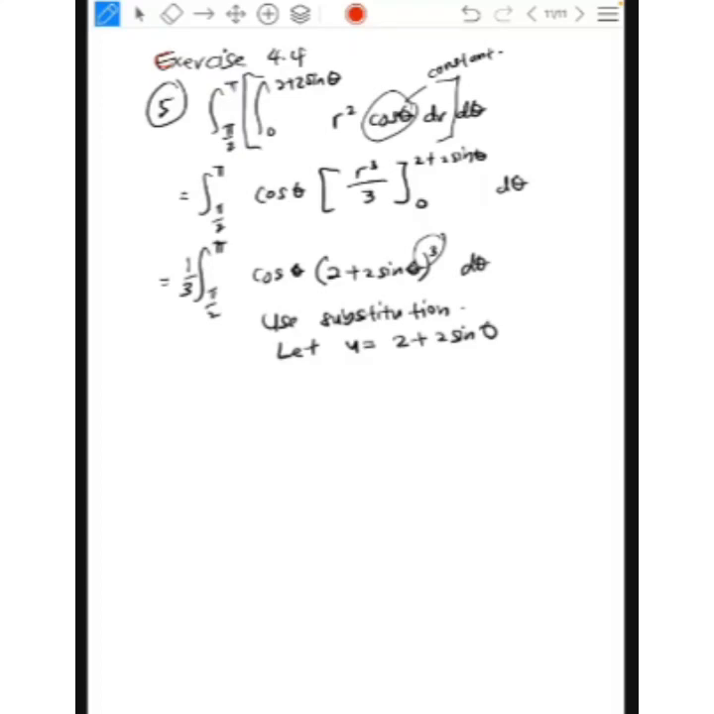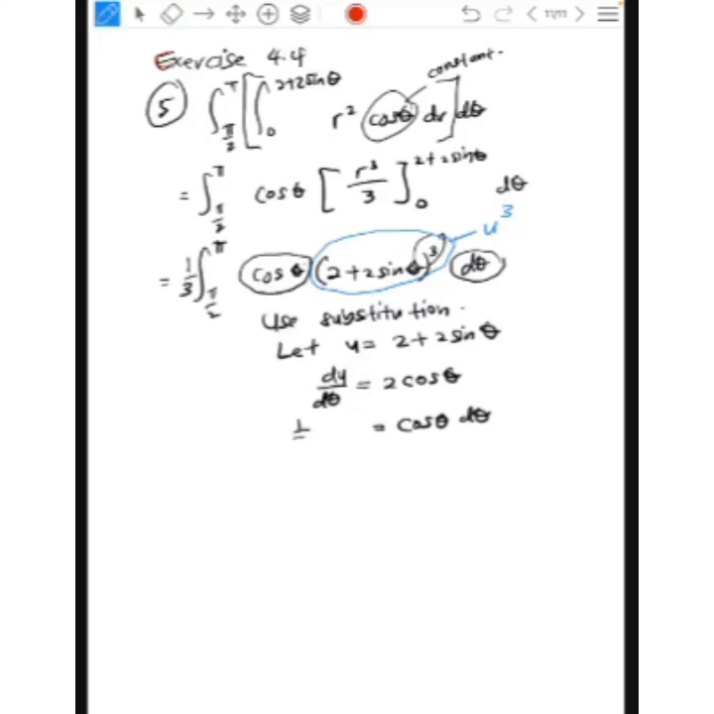Sekarang kita nak tukarkan yang ini, dia akan jadi u kuasa 3. Okay, tapi cos tu jadi macam mana? So kita tengok, du d theta will be, bezakan 2 dapat kosong, bezakan 2 sin theta dapat 2 cos theta. Okay, and then you tengok kat sini, cos theta ada kat sini, d theta pun ada kat sini. So you left cos theta d theta here. Okay, the rest you bring to your left hand side.